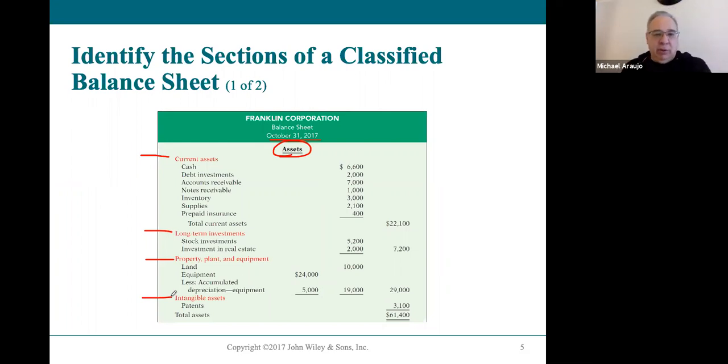This is how it would actually be on a classified balance sheet for any corporation that had all of these. Okay. Now, like I said, every corporation you're ever going to look at has current assets and property, plant, and equipment for sure. That I can guarantee you. Okay. But not everyone else has the other categories. So let's take a look at your current assets.